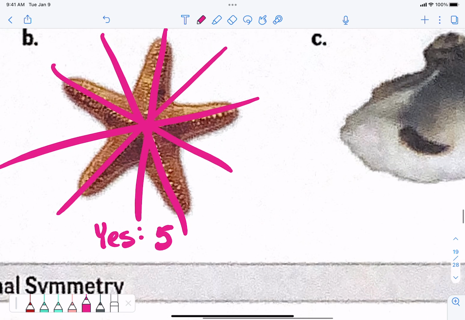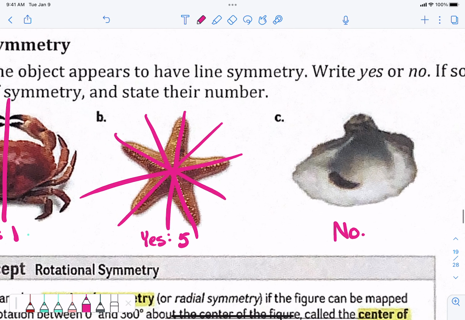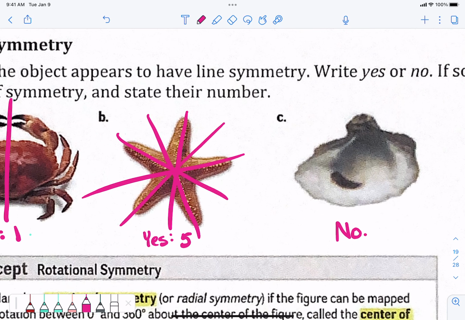C. Does he have a line of symmetry? No. That shell is not a very nice, pretty shell. I thought that was like a blobfish. Kind of, it's like the top side of a clam or something. So he does not have any lines of symmetry. All right, that's basically all I have for line symmetry.